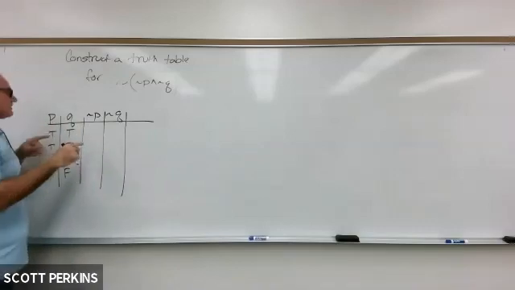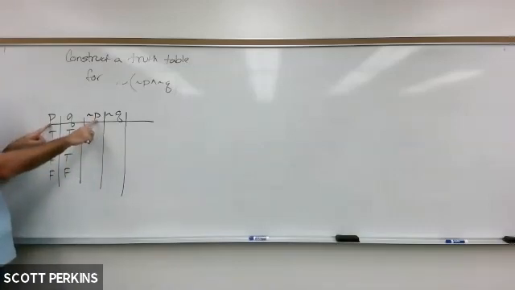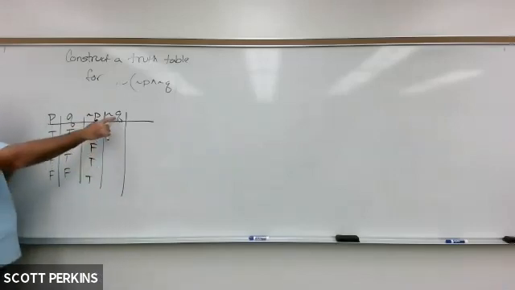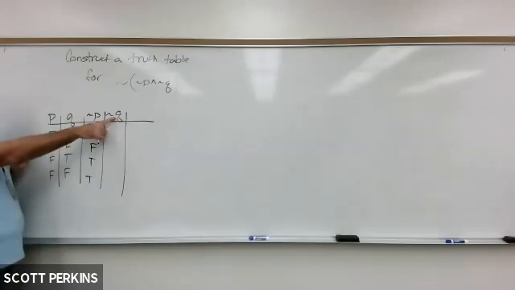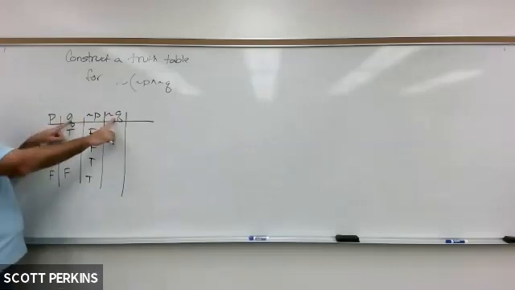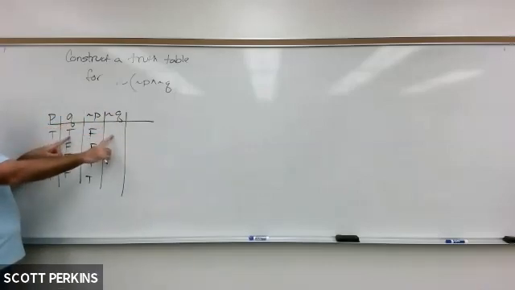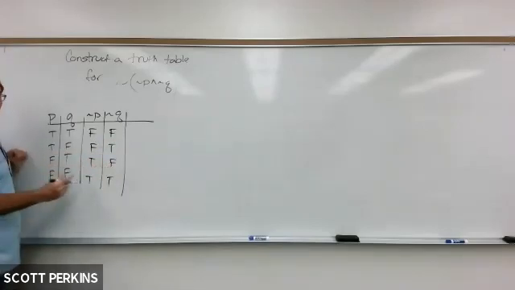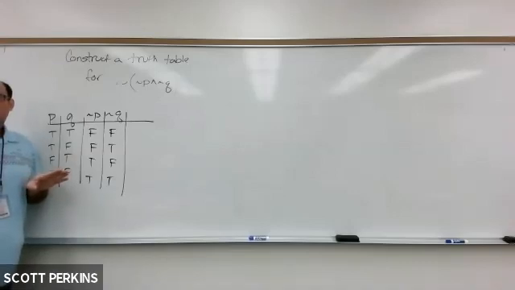So the squigglies, these are nice and easy. I'm just going to go ahead and change my values. So the column P becomes squiggly P. It becomes false, false, true, true. And then squiggly Q, we're going to have false, true, false, and then true. Everybody with me so far? You got the negation down pat.